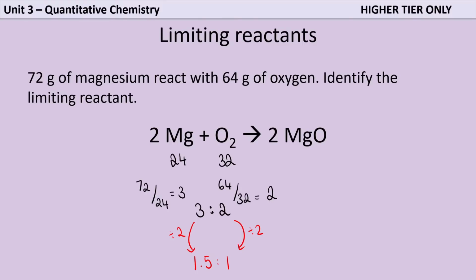I've got 1.5. Now, if I did that same calculation and I got 2.2 to 1, then I would say, I've got too much magnesium. So magnesium would be excess and oxygen would be limiting. But here, I've got not enough magnesium, so the magnesium is the limiting and the oxygen is the excess.